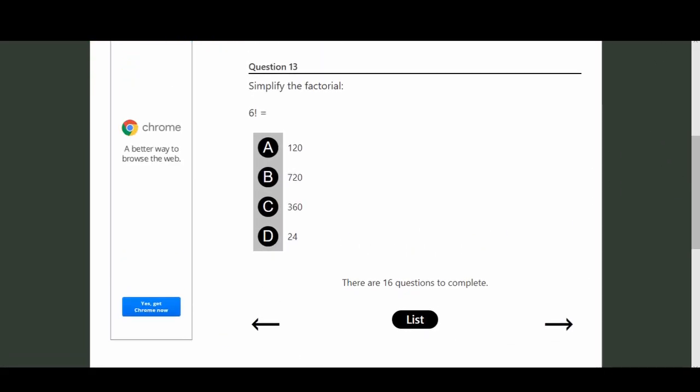Number 13 says simplify the factorial. Let me point out that whenever you see something followed by an exclamation point, this is all you do with this. So let's say I gave you 4 exclamation point. You just do 4 times 3 times 2 times 1. That's all you do. Let's say I gave you 5 exclamation point. That would be 5 times 3 times 2 times 1.